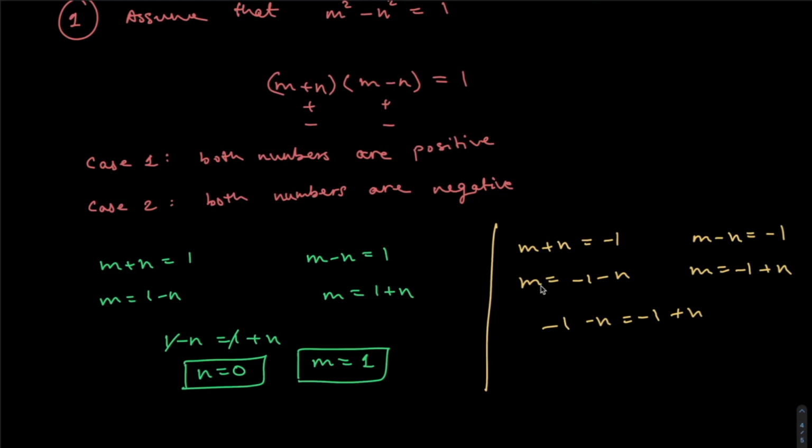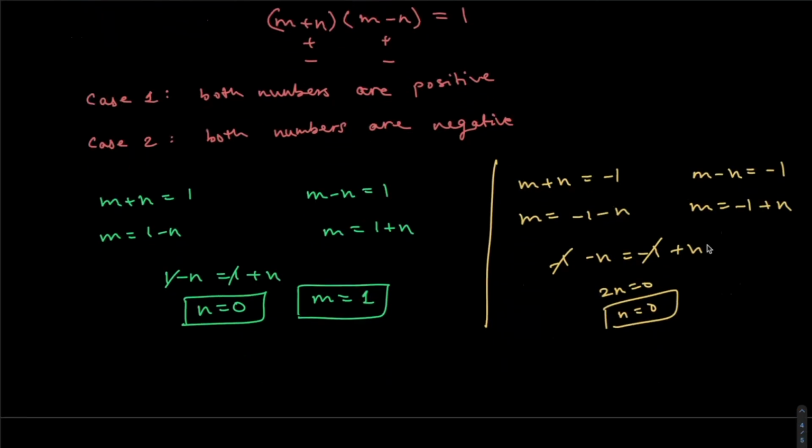So we have minus 1, right? So this was canceled. This was canceled. So we have 2n is equal to 0 and n is equal to 0, right? And now if you plug in 0, what do we have? m is equal to minus 1. All right, let me write it here. m is equal to minus 1.